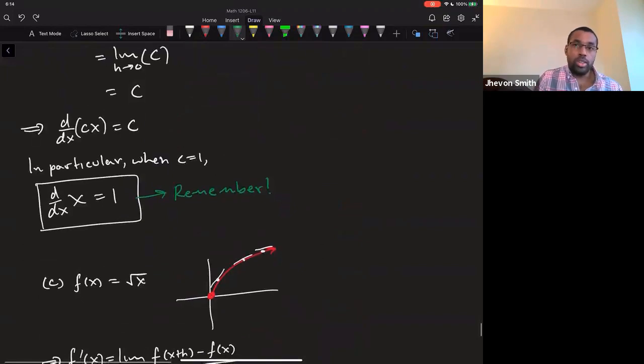We also proved that the derivative of a constant times x is just a constant, which makes sense because the slope of a constant times x is the constant, right? Slope of 3x is 3, slope of 5x is 5, slope of 7x is 7, right? So it makes sense that the derivative of a constant times x is just a constant, but we proved that in general. We can also get from this that the derivative of x is just 1.